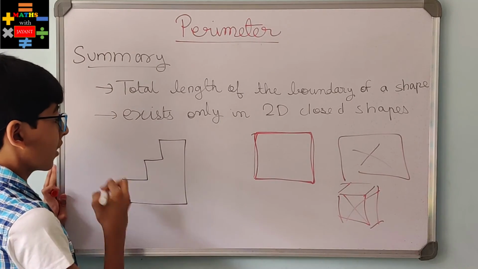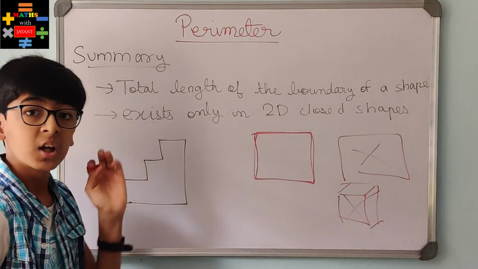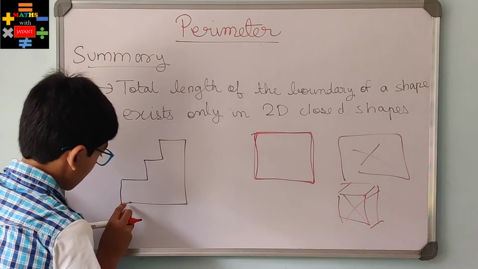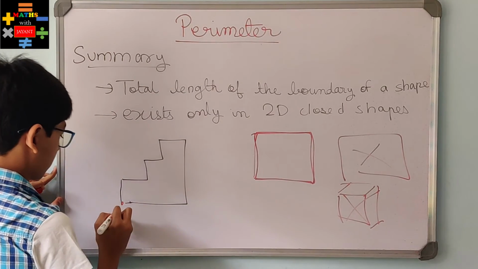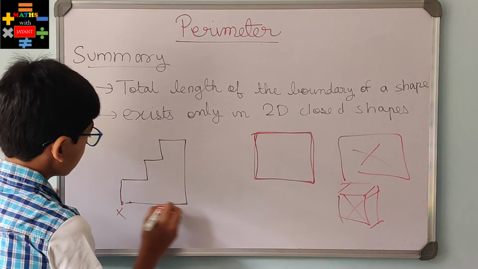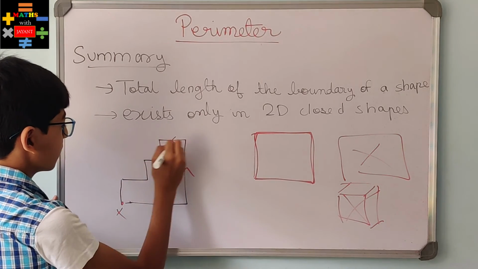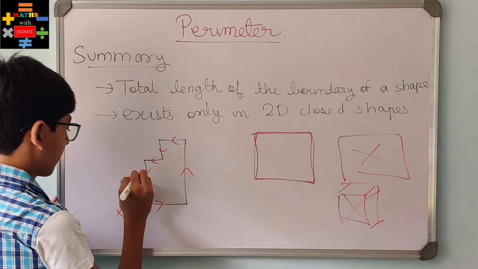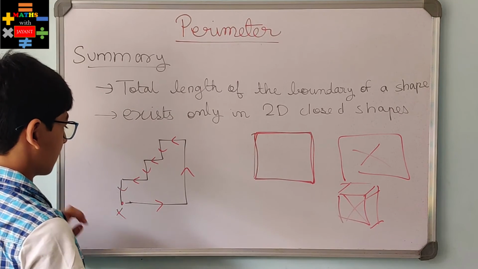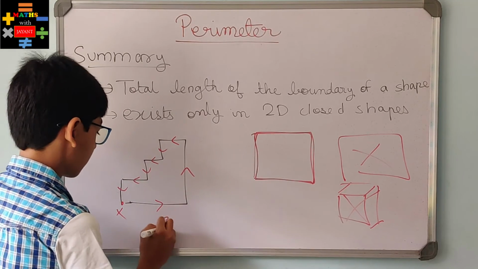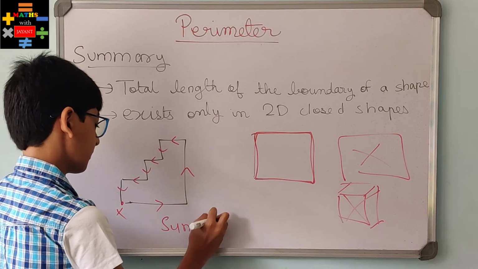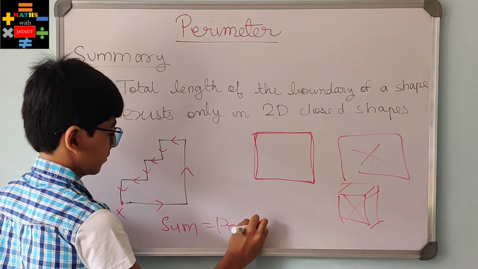Then we saw if we have to figure out the perimeter of an irregular shape, we take a point and we name it anything. Then we go in a particular direction and we add up all the numbers that come in the way. And that sum is going to be the perimeter of the figure.